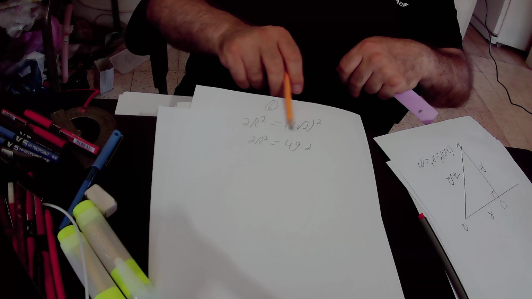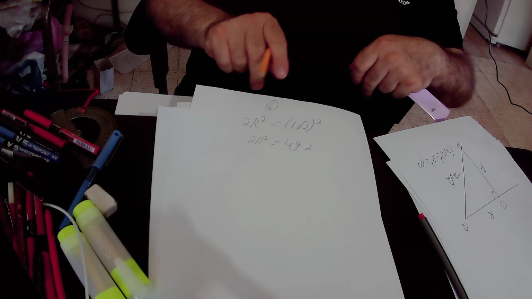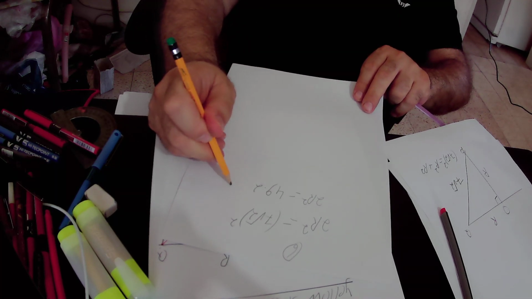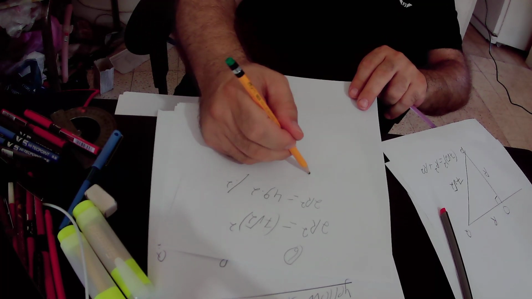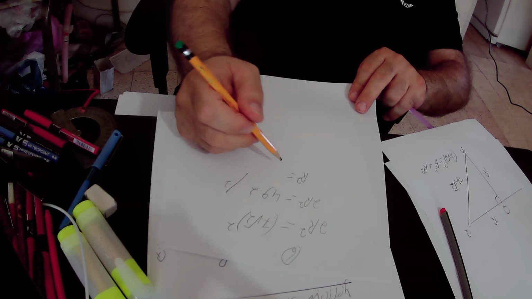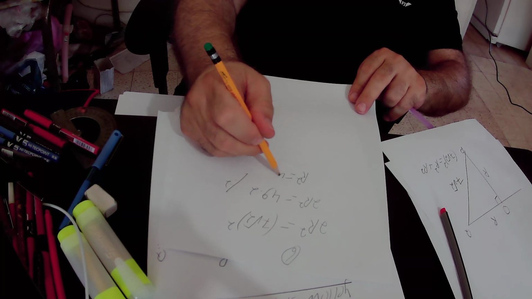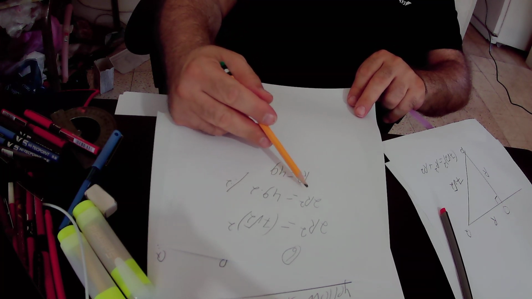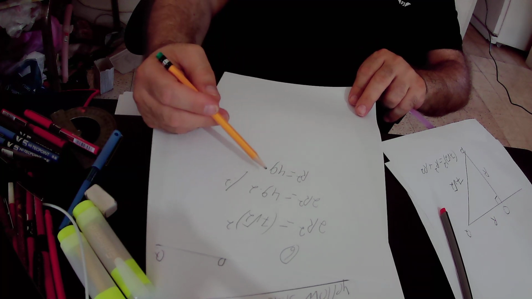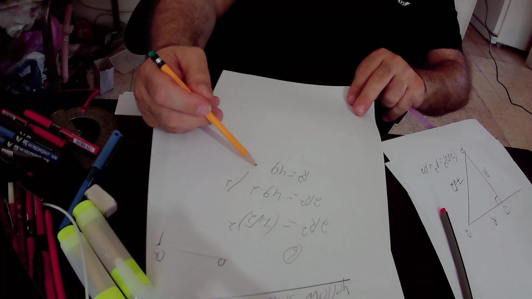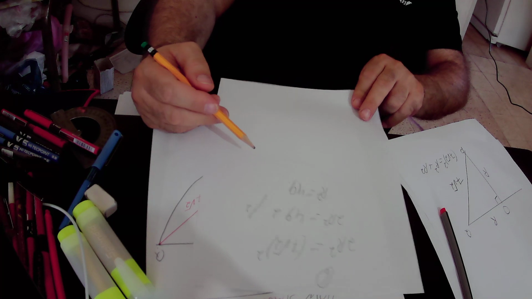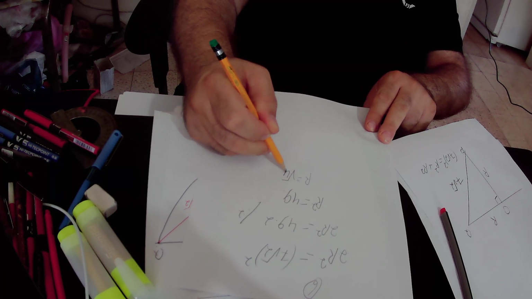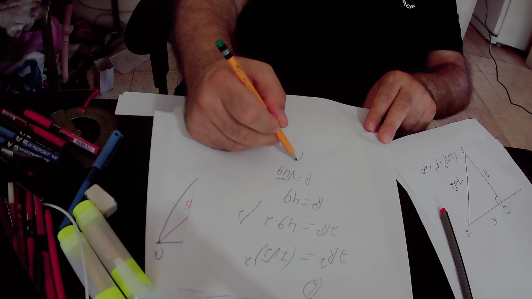Now we can divide both sides of the equation by 2. We will get that r squared equals 49, because 2r squared divided by 2 equals r squared, and 49 times 2 divided by 2 equals 49. And the root of 49 is actually 7.